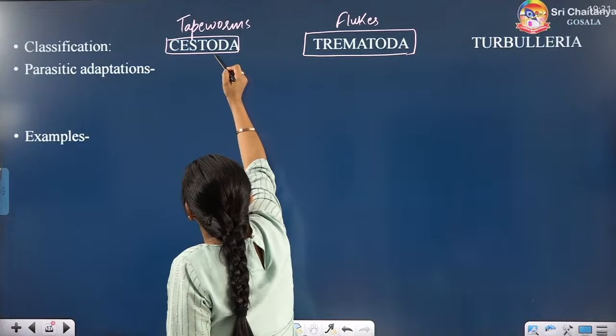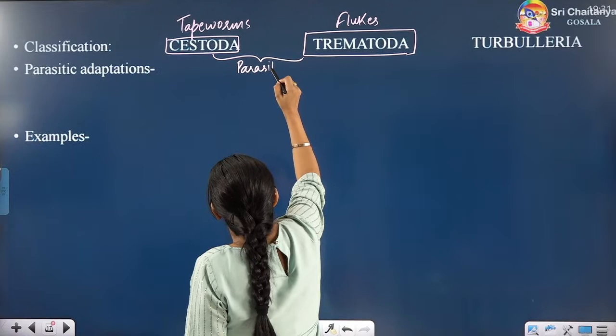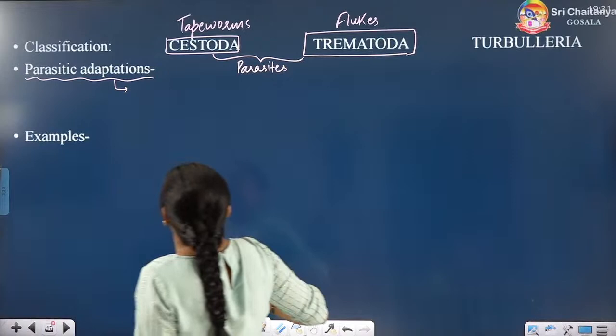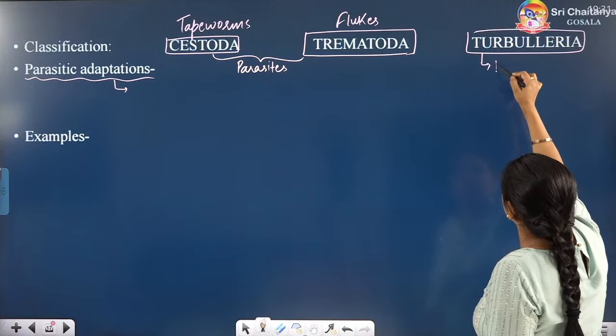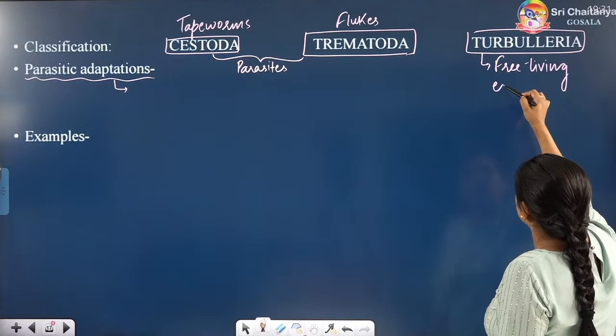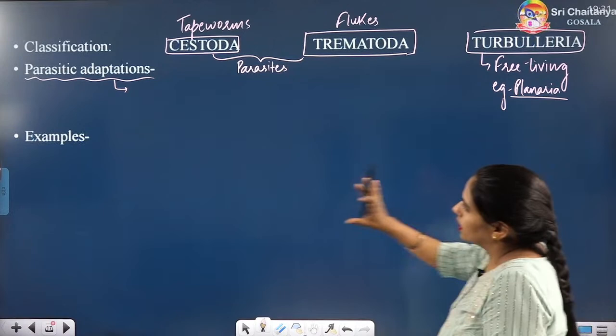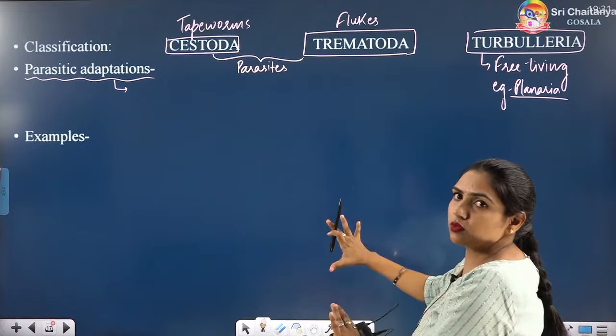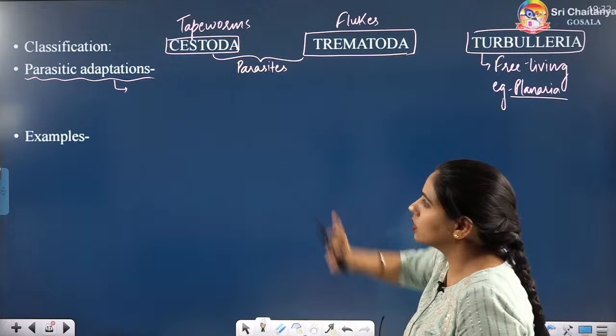So they are showing parasitic adaptations. That is why here I have written parasitic adaptations. But the last class is Turbellaria, in which free living forms are there. Example, I have already given Planaria. All right. So here we will be writing the examples of Cestoda as well as Trematoda. So with this we will be completing the phylum Platyhelminthes. We need to know the examples and the parasitic adaptations.